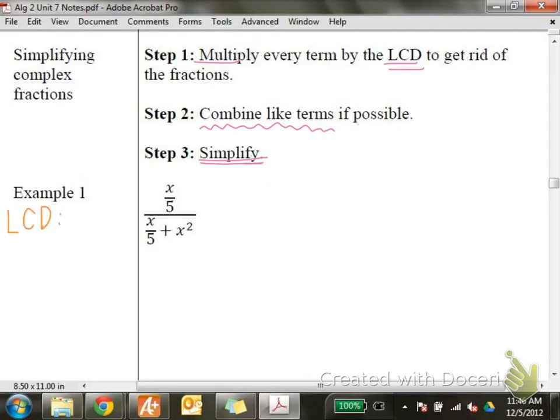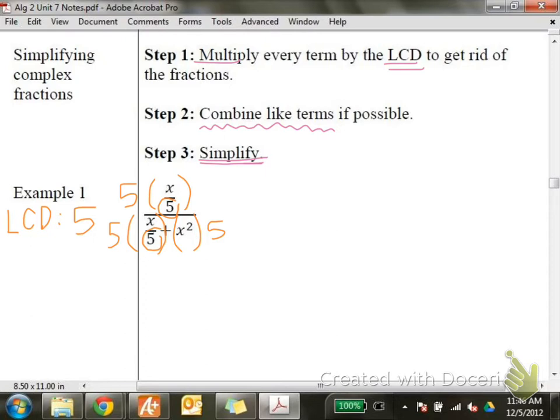All right, so step 1 said we need to multiply every term by the LCD. So look at all of our denominators first. 5. What is the LCD? 5. So what we're going to do is multiply every single term by 5. And this is okay because whatever we're doing to the top, we're also doing to the bottom. So multiply every term by the LCD of 5.